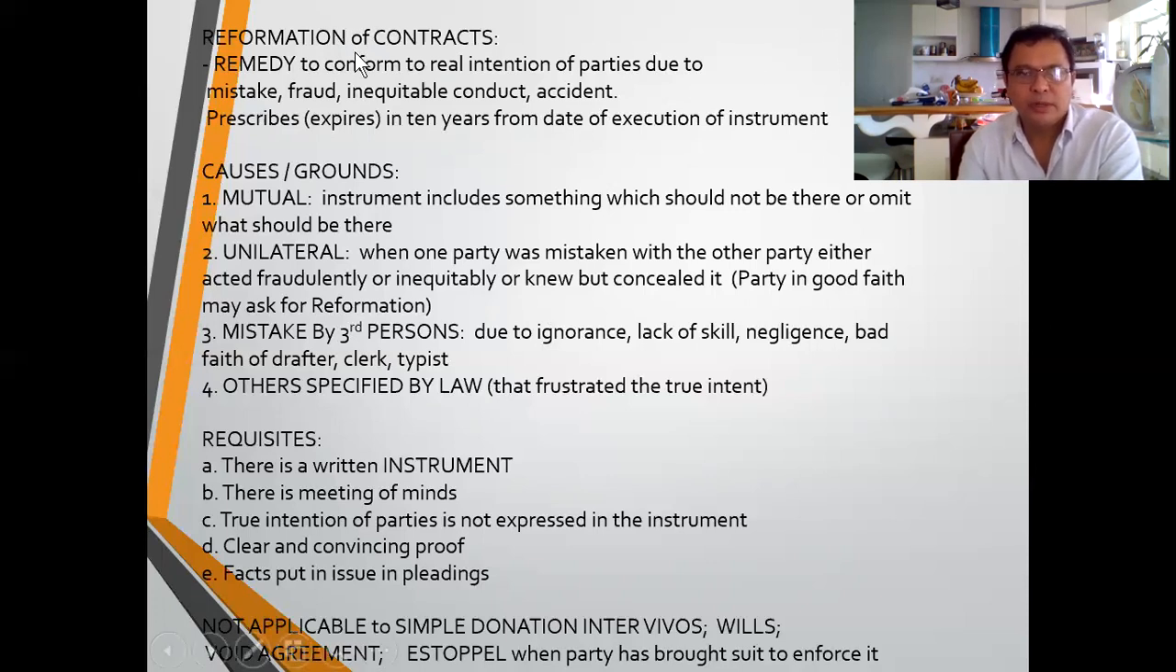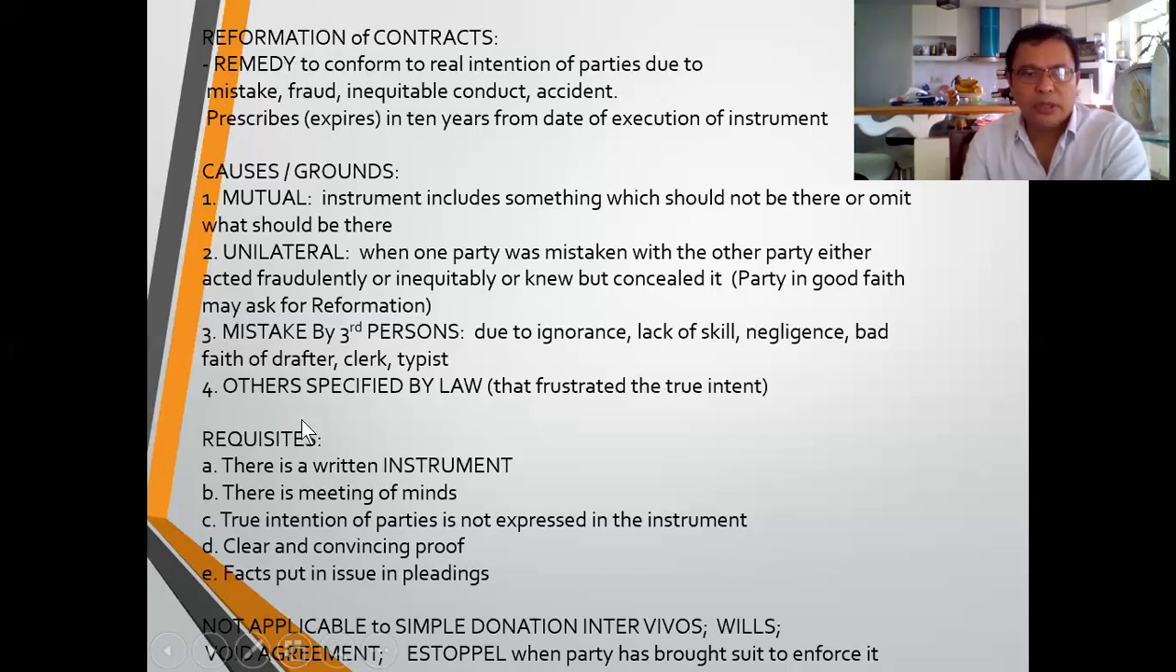So the requisites in reformation of contracts: there is a written instrument, there is a meeting of the minds of the parties, the true intention of the parties is not expressed in the instrument, and there is clear and convincing proof and the facts are put in issue in the pleadings. So it is stated in the pleadings, and therefore the contract can be reformed.